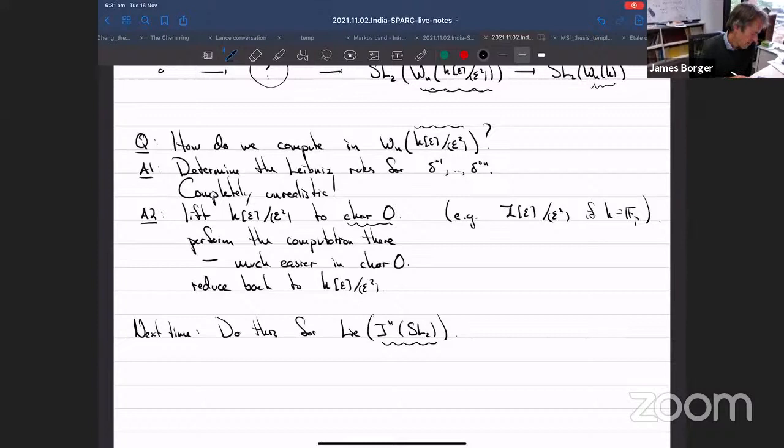But also, I think it will illustrate this principle that basically to prove anything about Witt vectors, even if you're interested in Witt vectors of things in characteristic P, the best way to do it is basically always to go through characteristic 0. And I think you'll see a nice illustration of that when we do this.